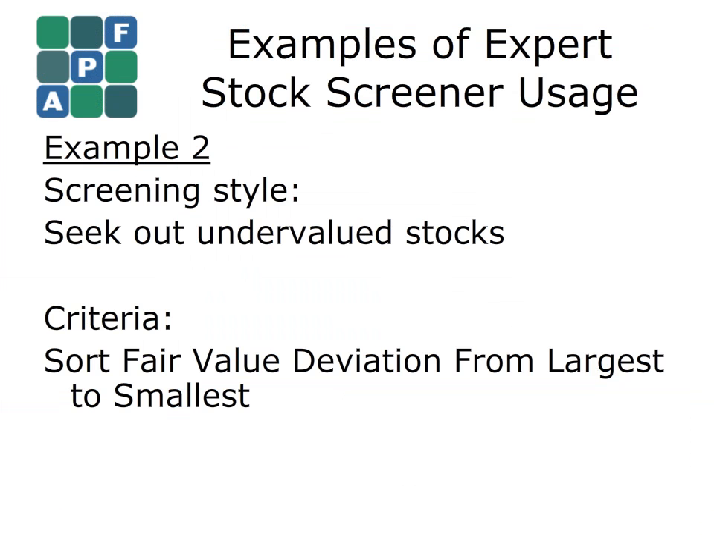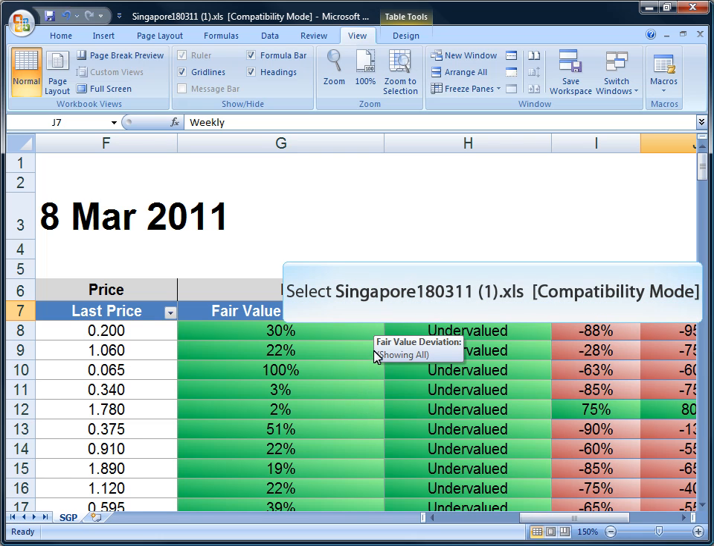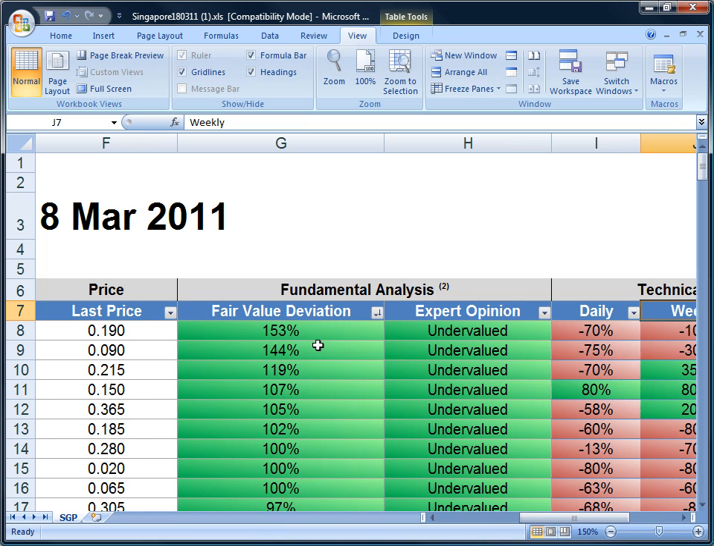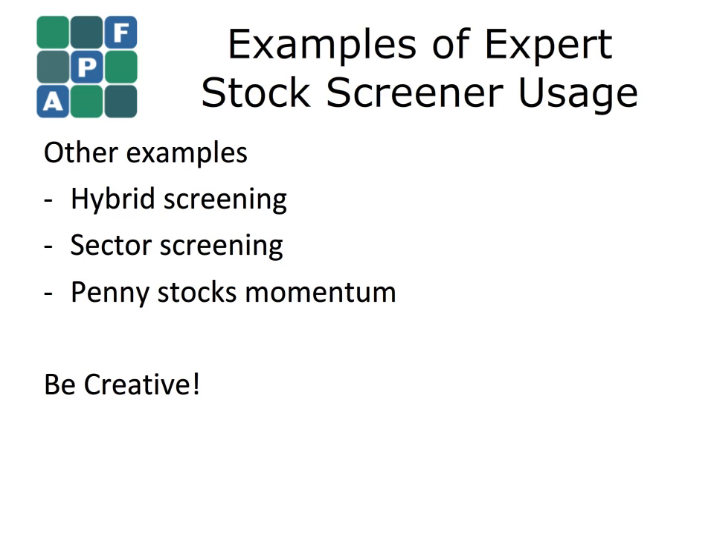Some traders are more concerned with seeking out undervalued stocks. In this case, the trader will sort fair value deviation from largest to smallest. Some traders combine both fundamental and technical analysis, while others only look at certain sectors. Some will filter for penny stocks, and combine it with momentum criteria. There are many ways to use this screener. You can be creative and use it to suit your style.